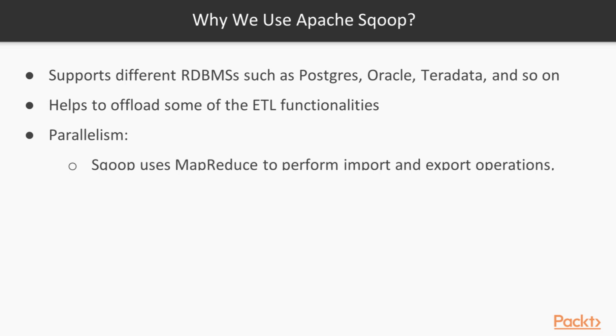The third point that you can see on your screen is probably one of the most important factors why we use Apache Sqoop. Whenever we run Sqoop import and export commands, at that time in the backend MapReduce jobs are run, and MapReduce is, by nature, parallel. That's why the Sqoop import and export operation becomes a parallel operation.